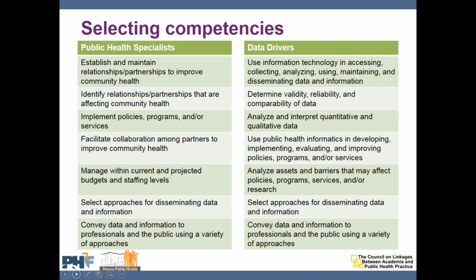But what we found interesting at the department level was that while these 2 groups of folks worked independently of each other and didn't talk to one another about what they were selecting, they both picked 2 of the same competencies, which you see across the bottom of the screen. They both picked select approaches for disseminating data and information and convey data and information to professionals and the public using a variety of approaches. So while they might express this competency in a different manner through their work, they each felt it was critical to their job function.